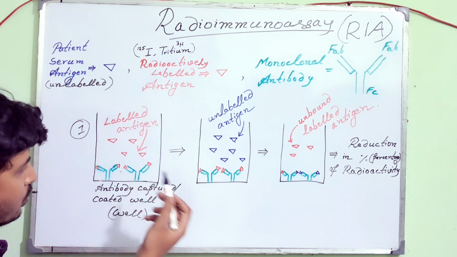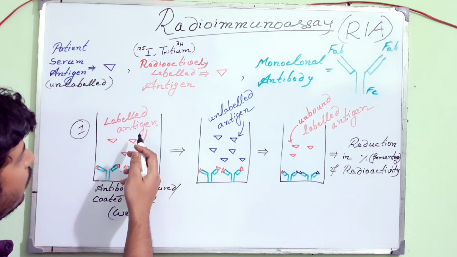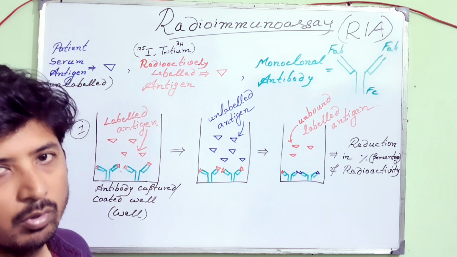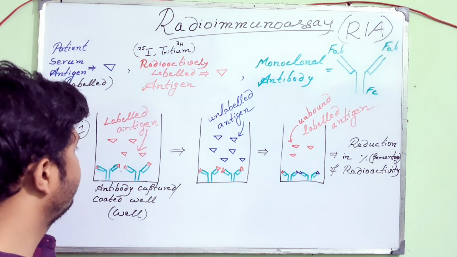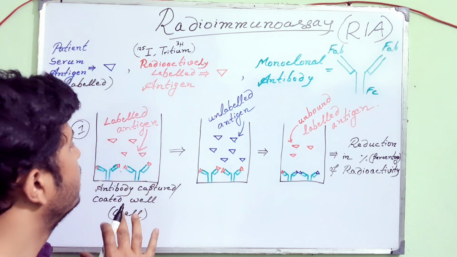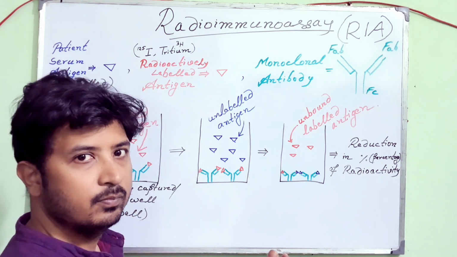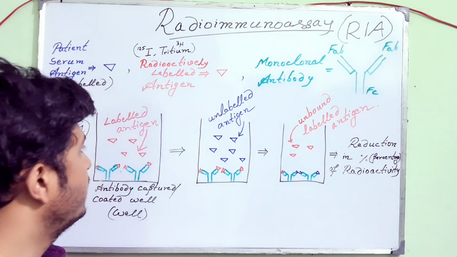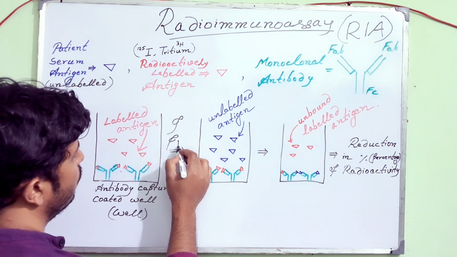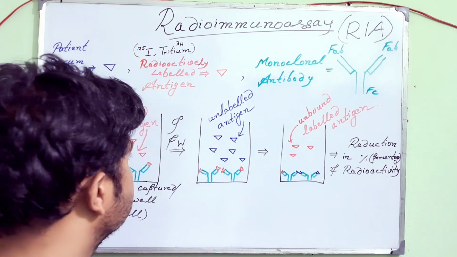So there is no competition. Antibody binding sites are free, so all the labeled antigens will bind to the available antibodies. Now we have the bound labeled antigens. Now you have to incubate for some time for the attachment time and then wash. I am writing this as incubate and wash: I for incubate, W for wash.